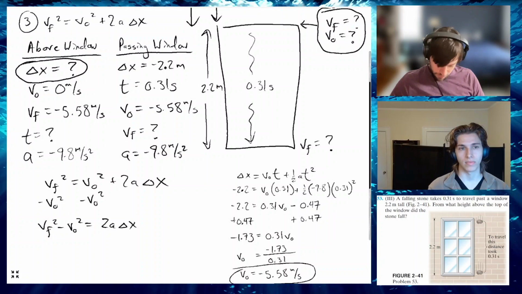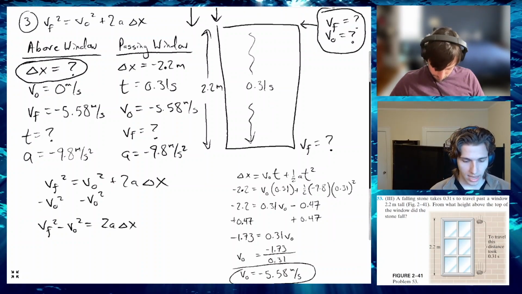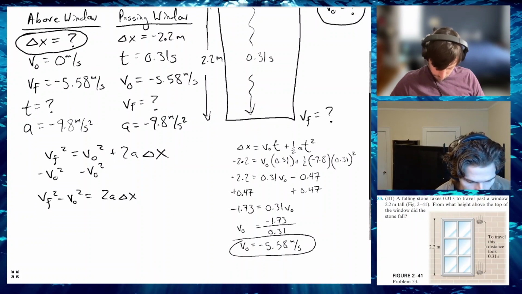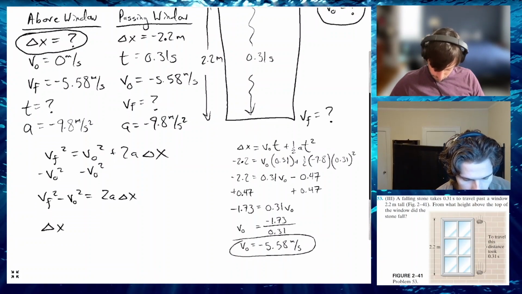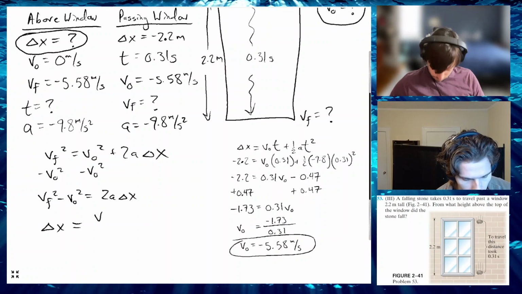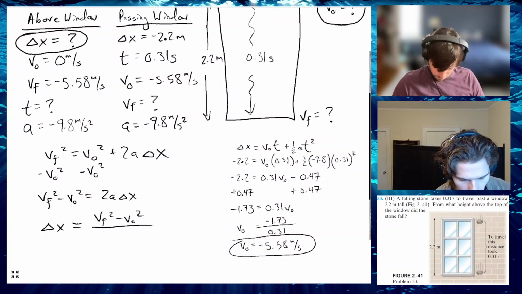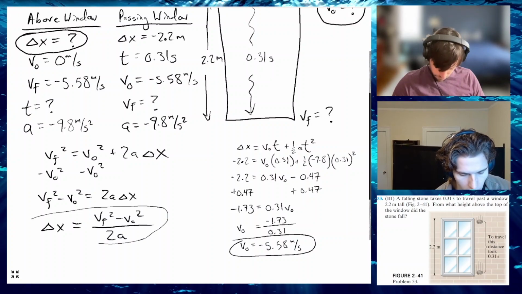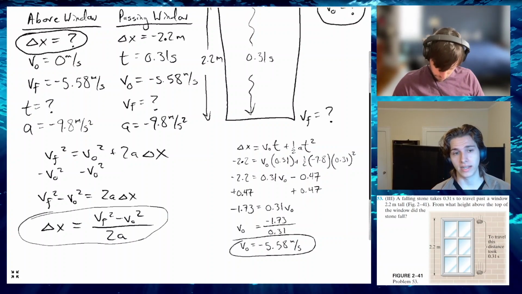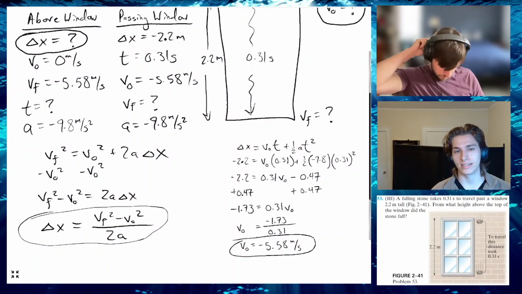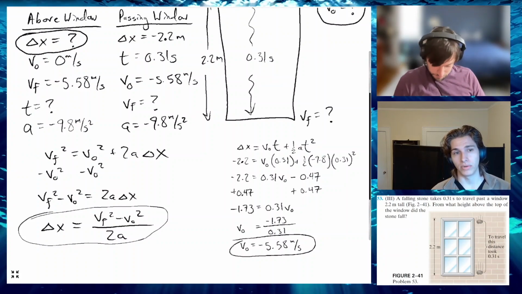What's the next step? Can we divide by 2a? Yeah, perfect. And that's it. We literally get delta x, I'm just flipping sides here, equals v final squared minus v initial squared over 2a. Could put a circle around that. We just solved for delta x without any numbers necessary. But now we're going to plug in numbers.